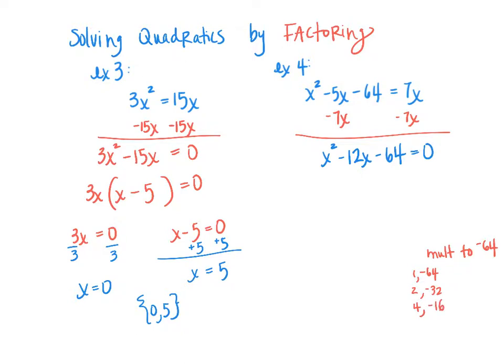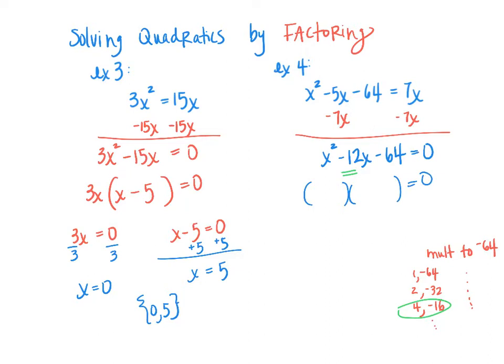So, and then you could, of course, list all of them, but I noticed that 4 times negative 16 multiplies to give me negative 64, and then I need to see what adds to give me that b term, which is negative 12. Well, notice those numbers are going to work. So we can now factor. This trinomial will factor into 2 binomials.